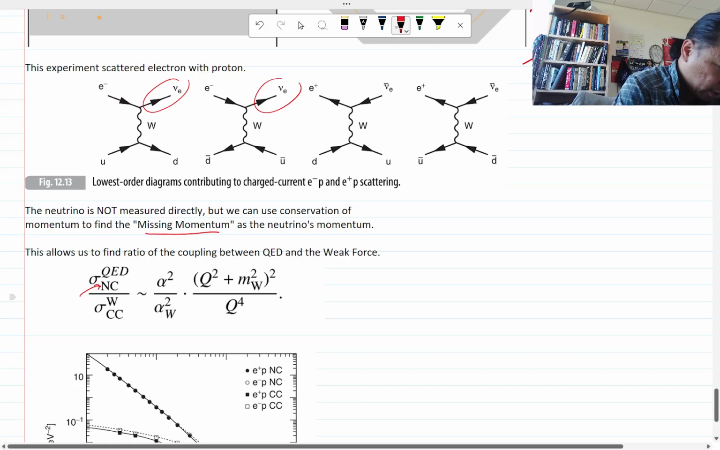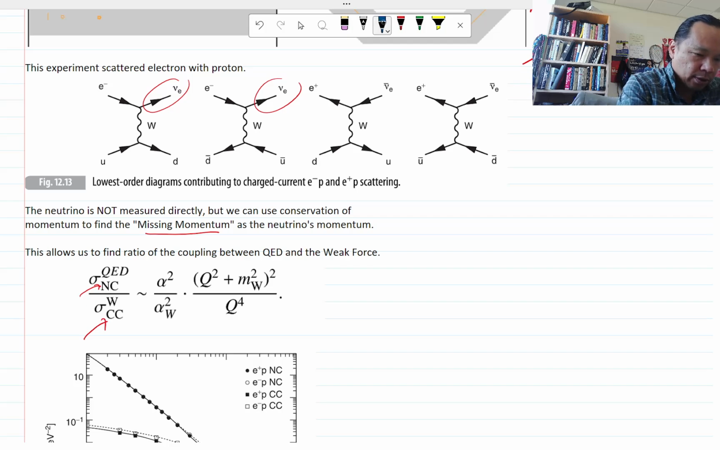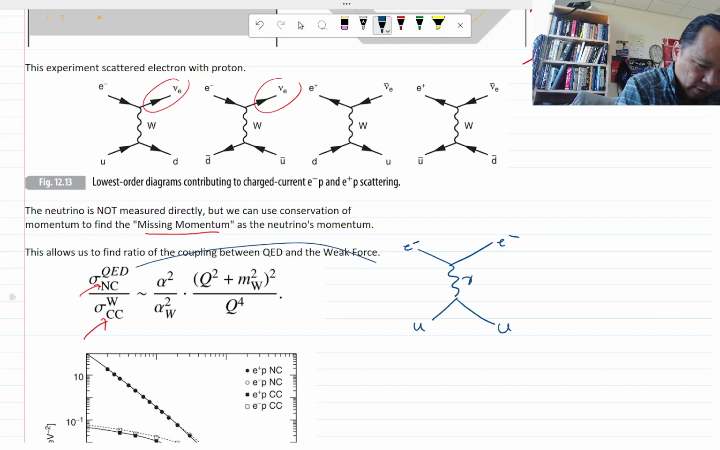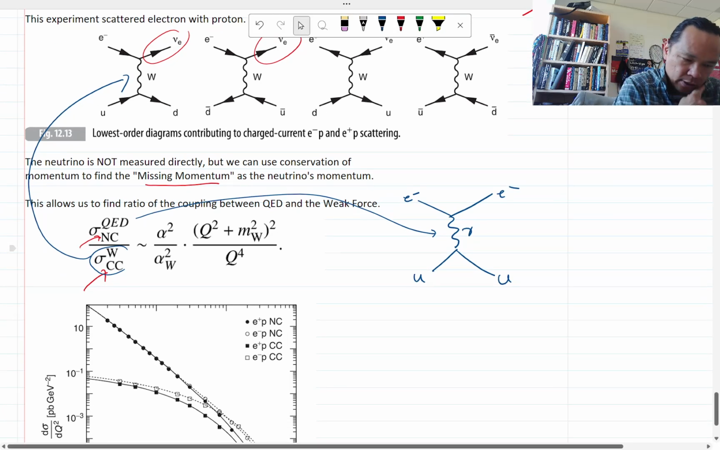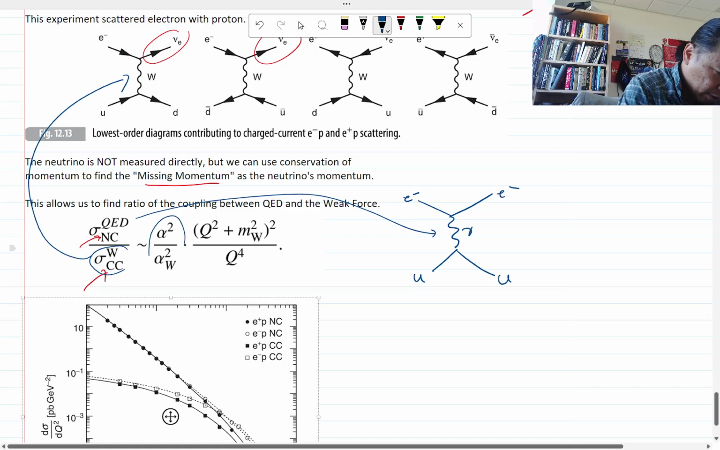And if you have that, you can actually calculate the difference between what's known as a neutral current versus a charged current. So the neutral current, it's basically you have an electron, and then you have an electron coming out, and then you have a photon with your up quark. Okay, so this is neutral, right, because the photon has no charge. But then if you have this diagram instead, you have a different interaction.